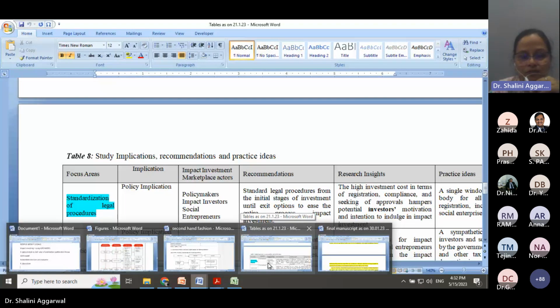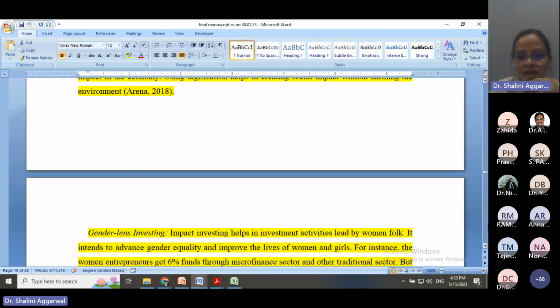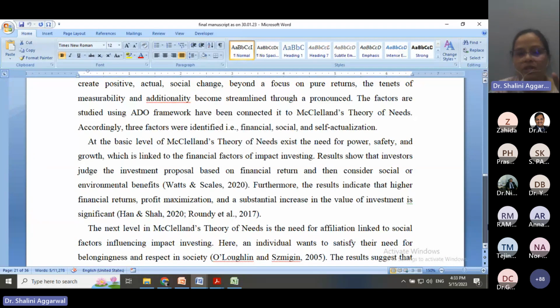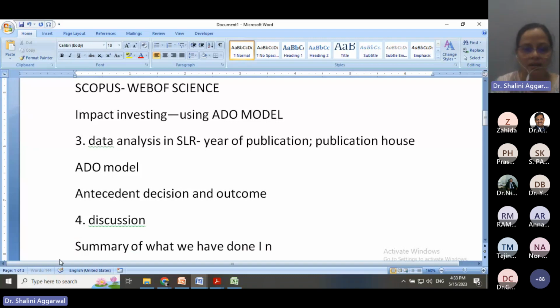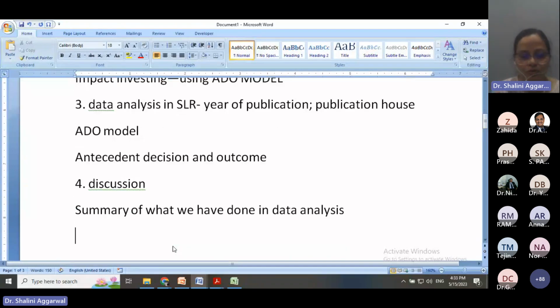So in discussions, what we do is we just give a summary of what we have done in the data analysis part. Okay, so let me tell you this. Discussion is a summary of what we have done in the data analysis part. Just a summary, right? We have to tell what we have to tell.